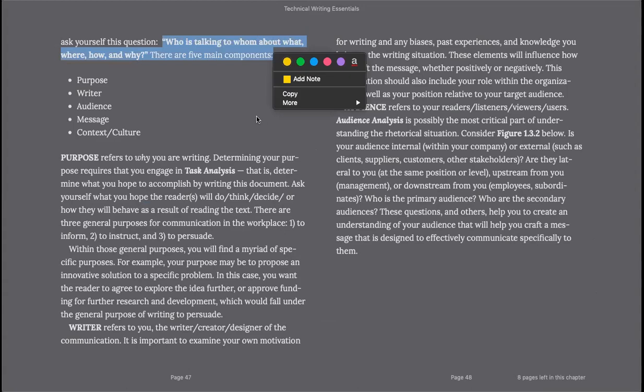First and foremost are the open-ended questions that you need to ask yourself when you're creating and writing that specific technical writing. Who is talking to whom, about what, where, how, and why? So, open-ended questions, and remember these five questions. If necessary, sometimes you don't need to answer one of these WH questions, but you need to have it in mind.